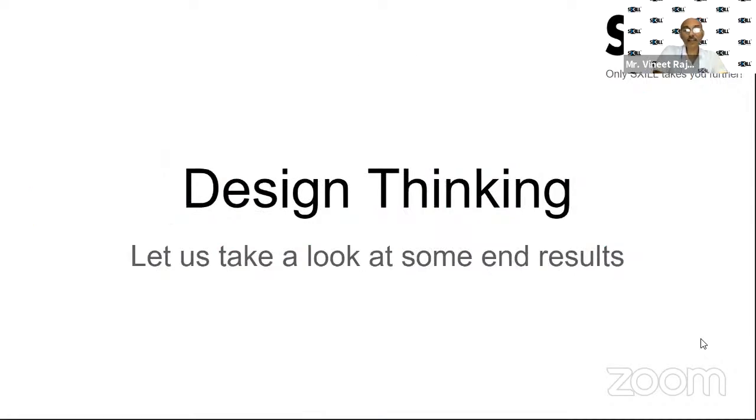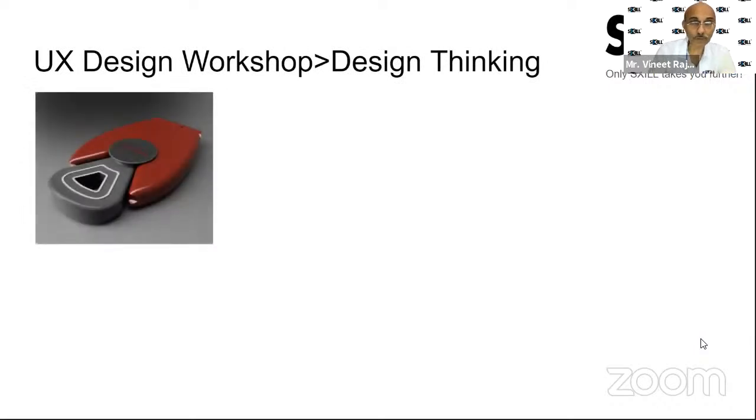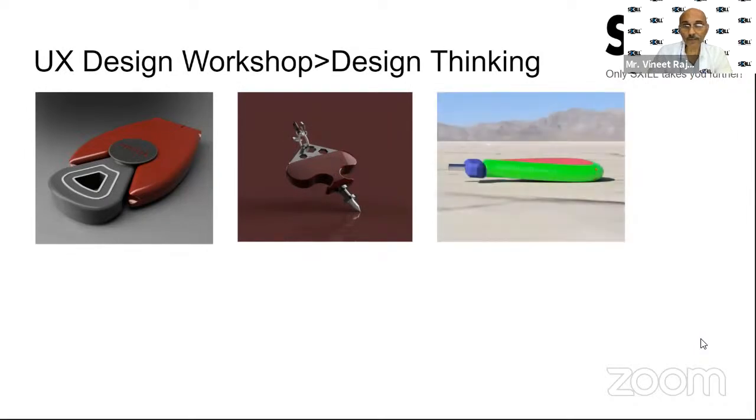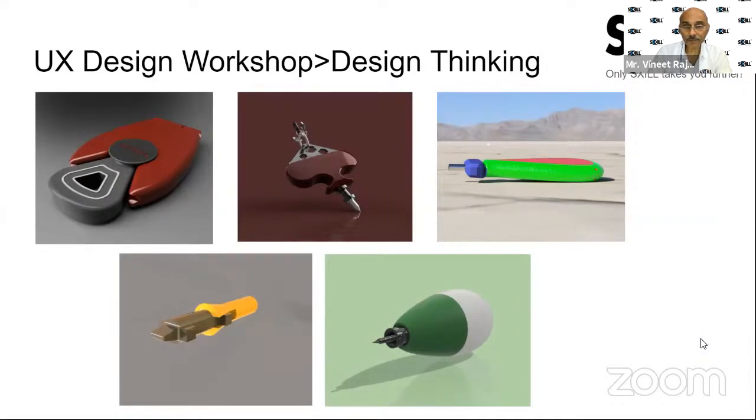So let us take a look at all these people created some screwdrivers. I'm just showing them so that you understand what kind of result comes out of this kind of design thinking. So this is one screwdriver which came out. This is another one. This is the third one. This is the fourth one. And this is the fifth. So all of them. So you just see that with the same problem, the solutions can be so different from each other.